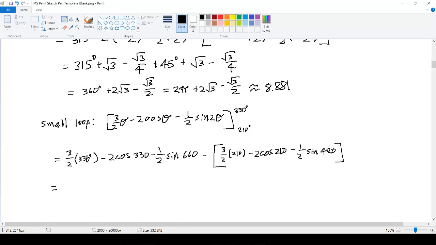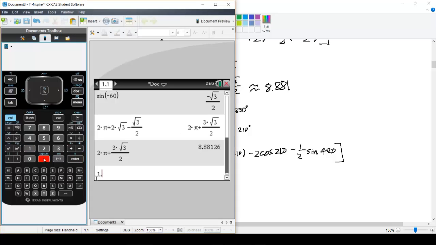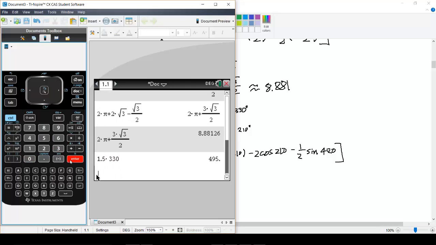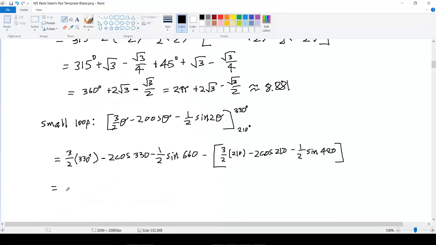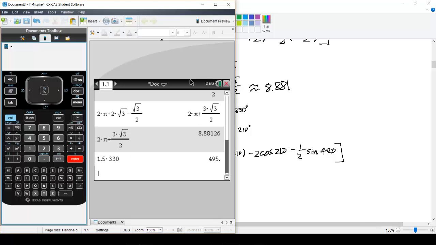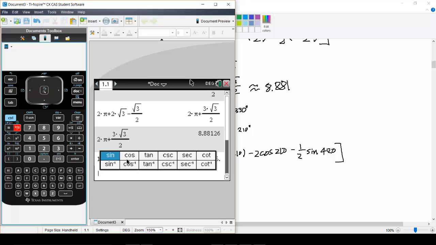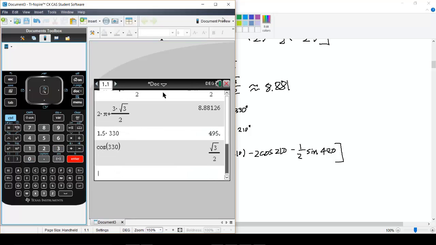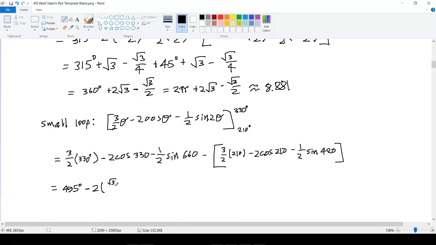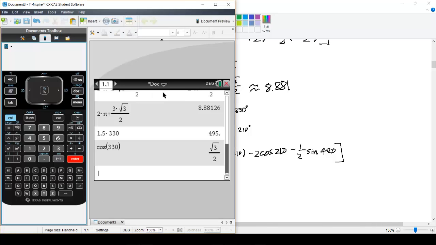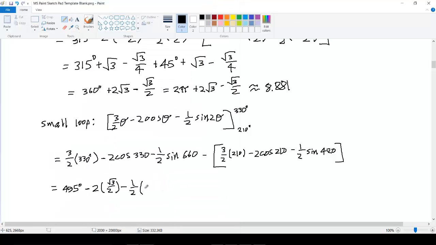Alright, so 3/2 of 330, I'm not even going to go there, I'll just plug it in. 1.5 times 330, 495 in degrees, I'll be careful to mark that. Minus 2 times the cosine of 330, cosine 330 is root 3 over 2. Minus 1/2 sine of 660 is minus root 3 over 2.